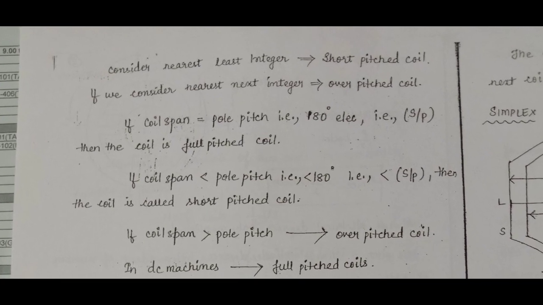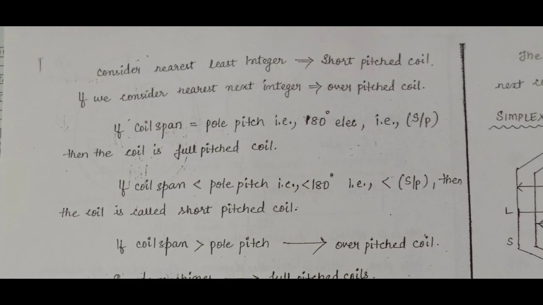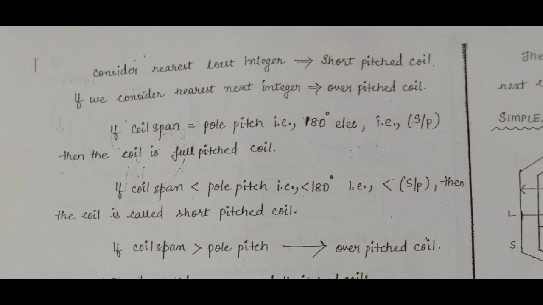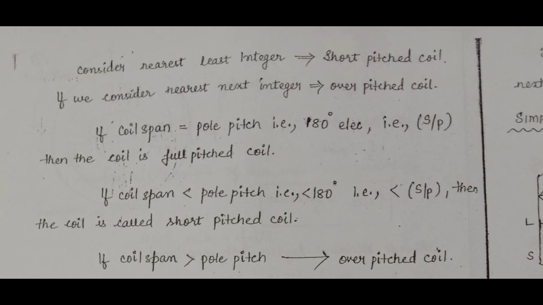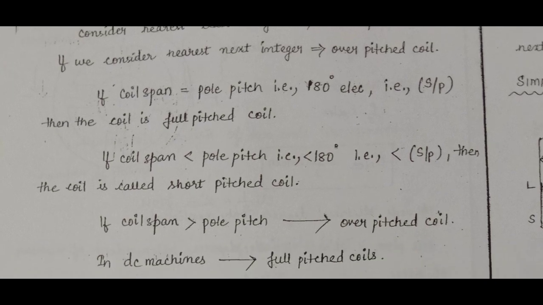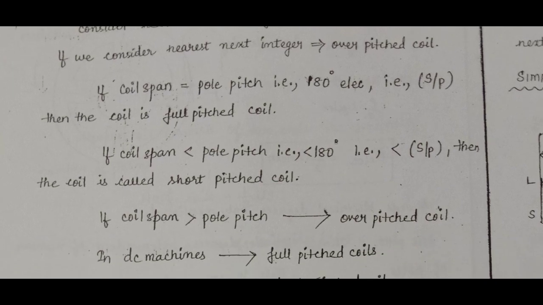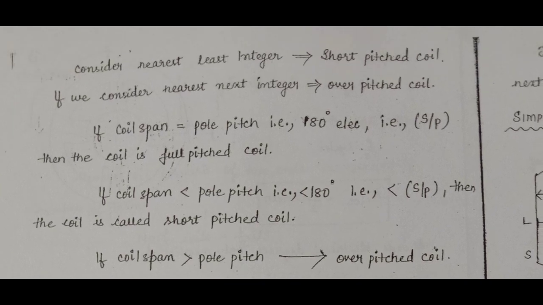So consider the nearest least integral short pitched coil. If we consider the nearest next integral over pitched coil. If coil span is equal to pole pitch, that is 180 degrees electrical, that is slots per pole. It is very important again.